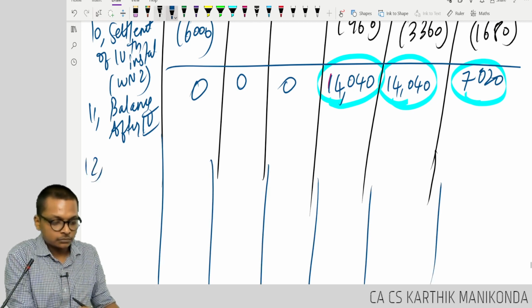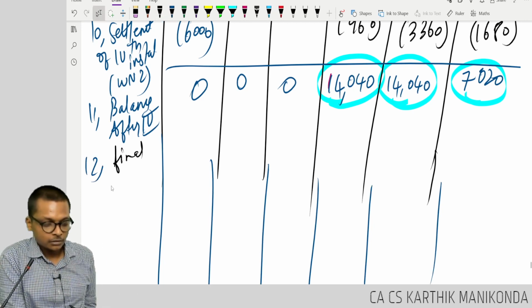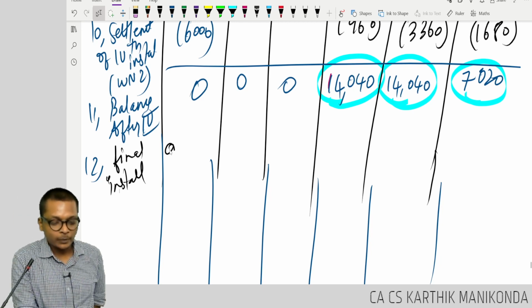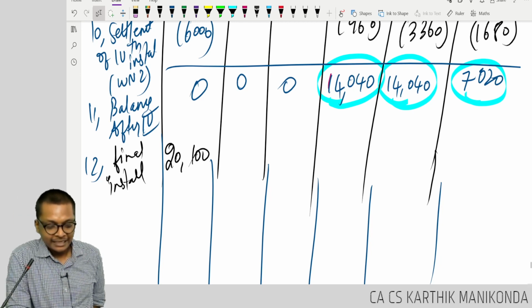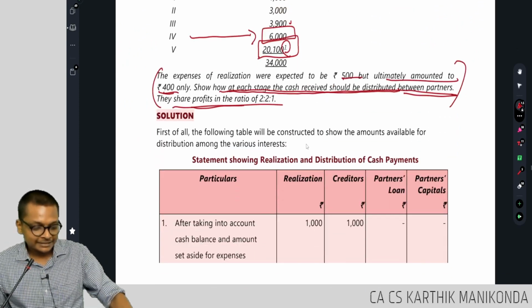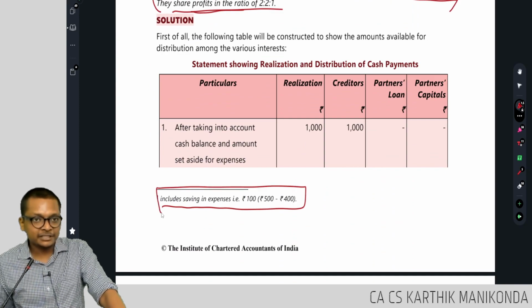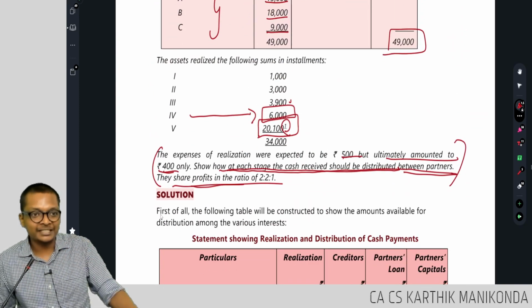12th one. Last one. Final installment. Correct? Final installment. How much? 20,100. Here they gave one note. Can you see one note? That somewhere down he explained. Includes saving in expense. What is the meaning of this? You don't have to do anything extra.